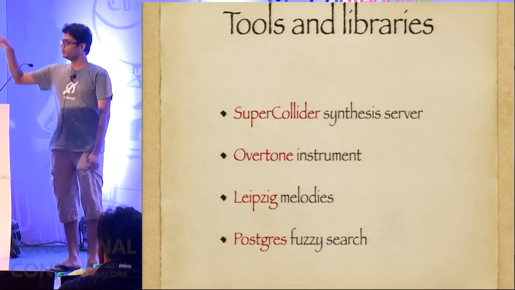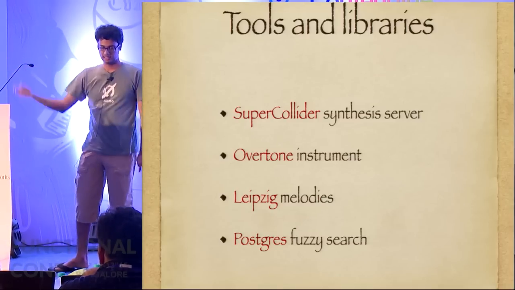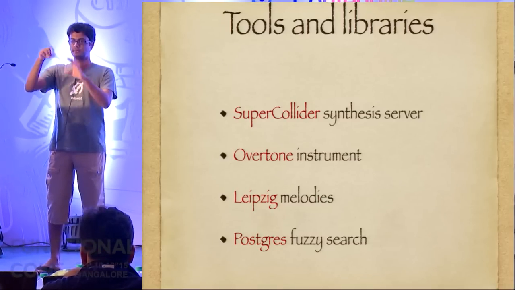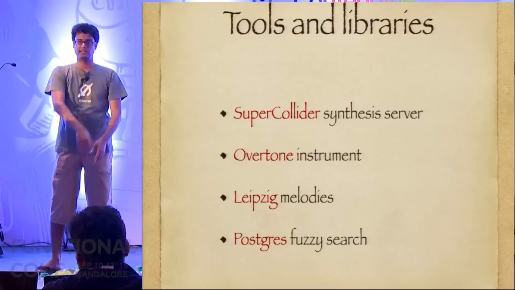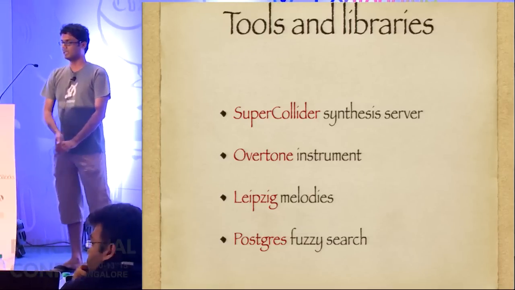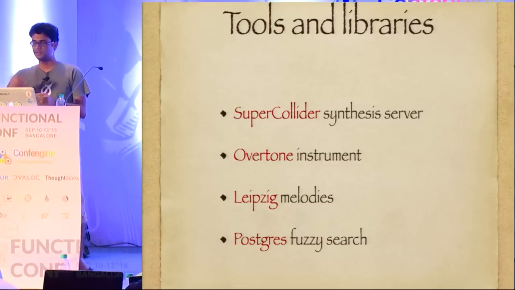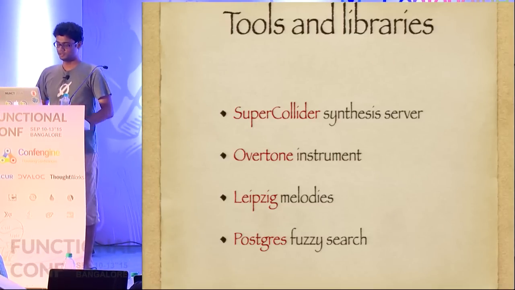And of course, I'm using Overtone envelopes and things like that. I'll come to that in a bit. And for the phrases, I'm telling it what durations to play and things like that. That is a library called Leipzig that's built on top of Overtone. And for the fuzzy search, I'm just using Postgres because it just works.